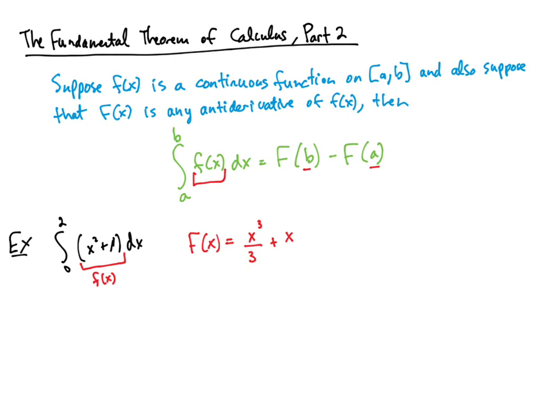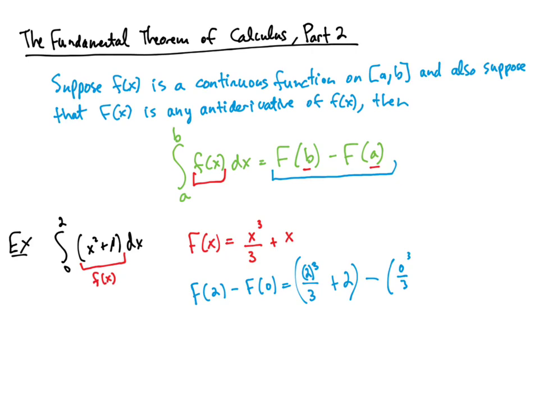Okay, so we've got our antiderivative, and then what we want to do is evaluate that at the bounds of integration, which are 0 and 2. So based on what we have here, we're going to say capital F of b, so capital F of 2 minus capital F of 0, which is going to be 2 cubed divided by 3 plus 2. And then we're going to subtract capital F of 0. So 0 cubed divided by 3 plus 0. Okay, so evaluating this, we're going to have 2 cubed is 8 over 3 plus 2. I'm going to rewrite that as 6 over 3 minus 0 plus 0 is just 0. So we get 14 over 3.